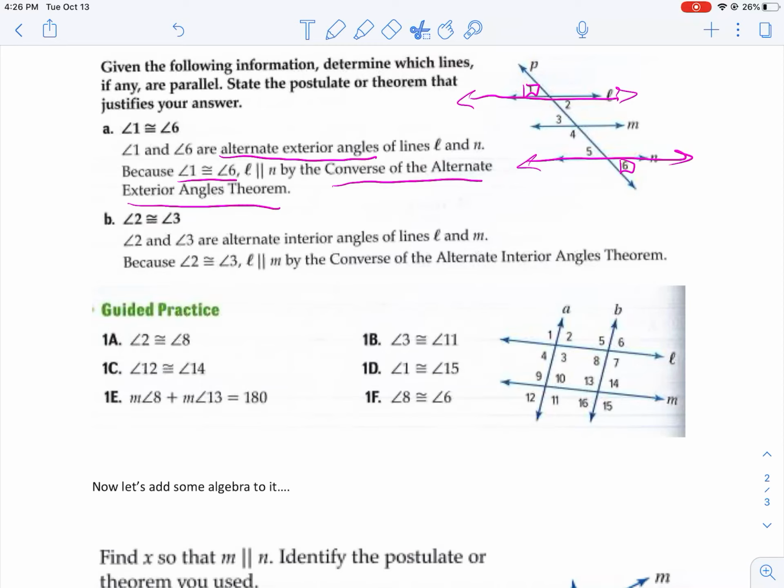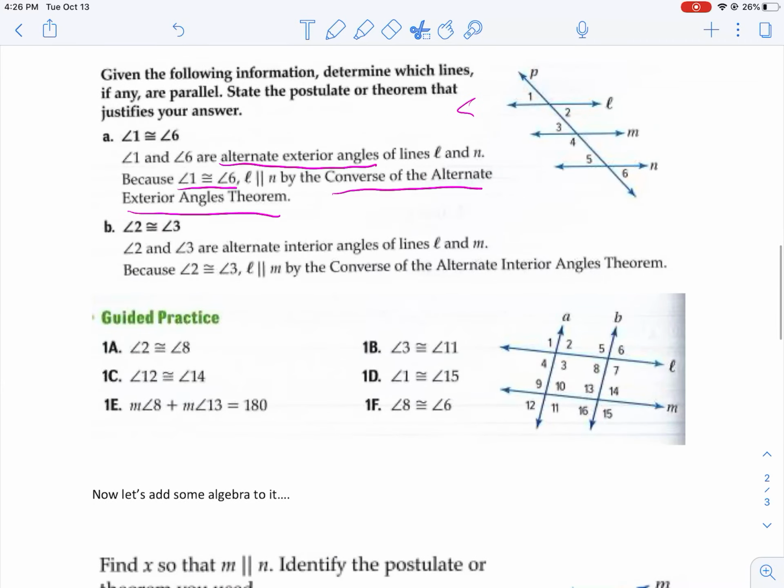All right, let's take a look at letter B. In letter B, they said 2 and 3 are congruent. If you look at 2 and 3, these are alternate interior angles. Okay, they are inside lines L and M. So because 2 is congruent with 3, L is parallel with M by the converse of the alternate interior angles theorem.